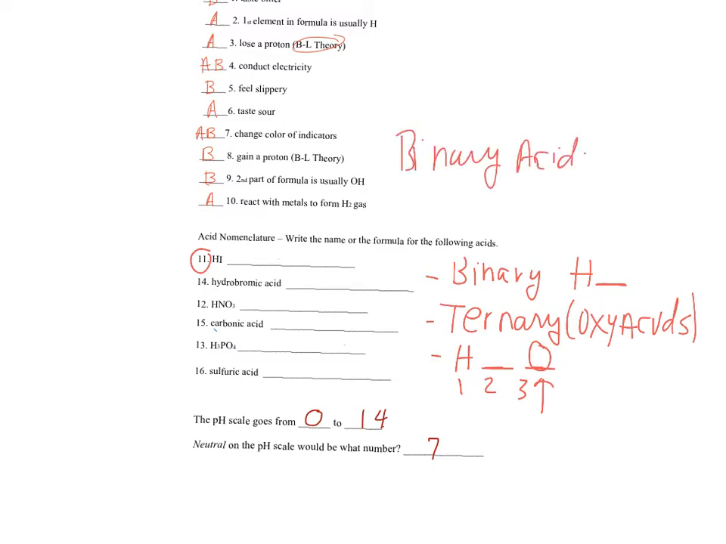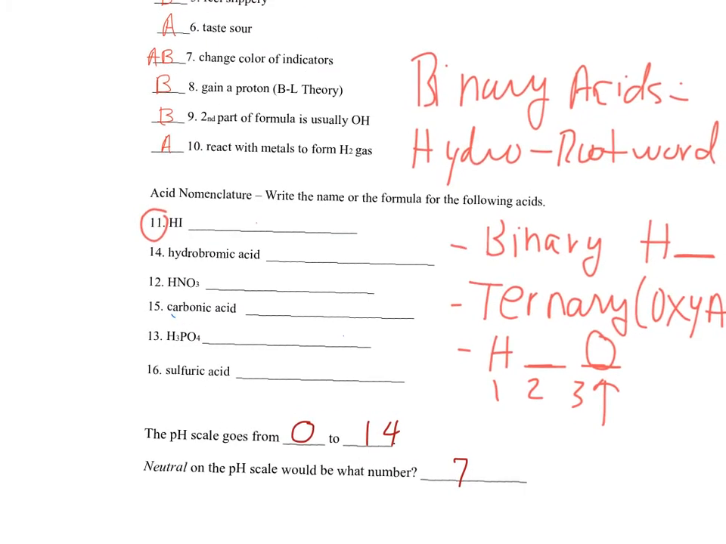acids get named with the rule hydro, root word, and then the ending IC. So in the case of HI, it's binary, so we're going to name it hydro, root word IOD from iodine, and then we're going to give it the ending IC, and then we're going to add the word acid, so hydroiodic acid.